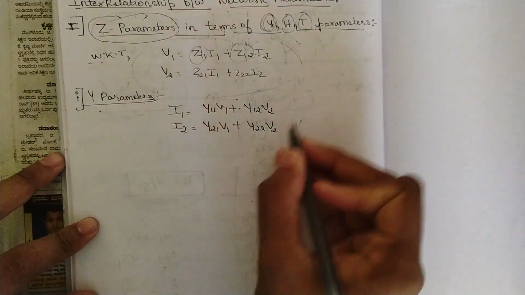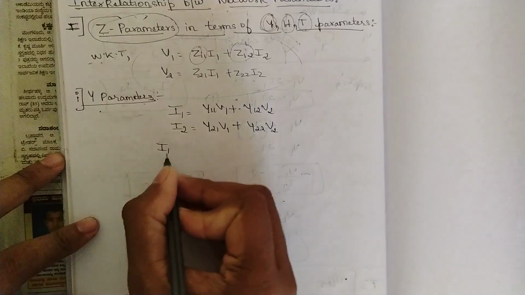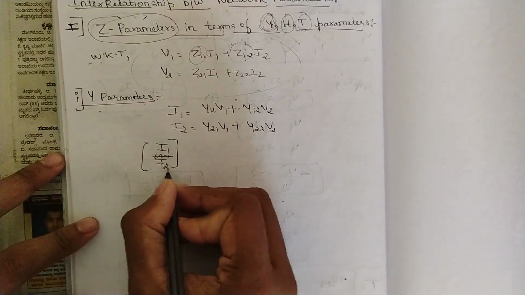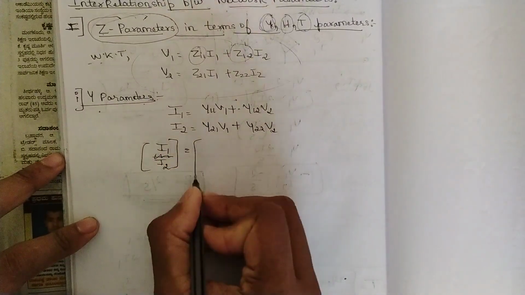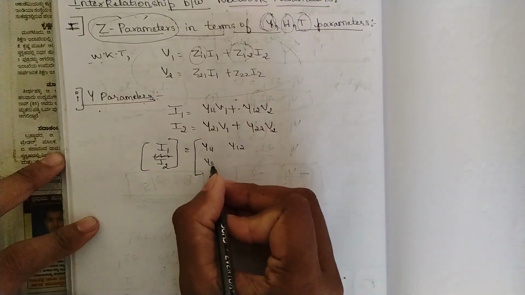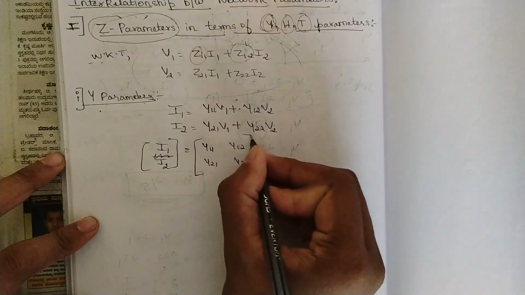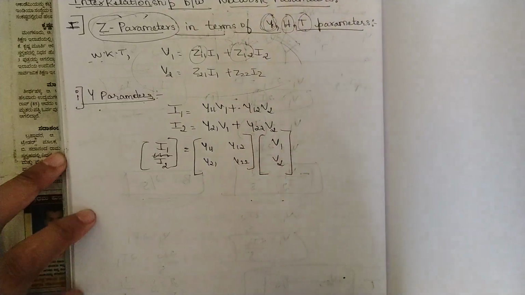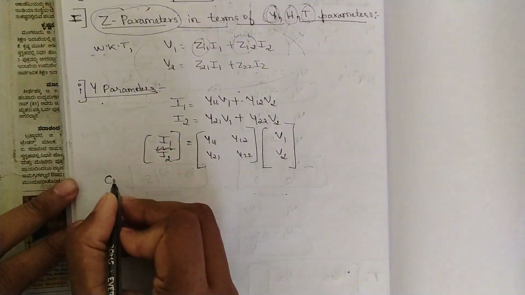Before that, represent this in matrix form. That is, I1 and I2 are equal to a matrix of all the parameters Y11, Y12, Y21, Y22, multiplied by one more matrix, V1 and V2. After that, apply Cramer's rule.